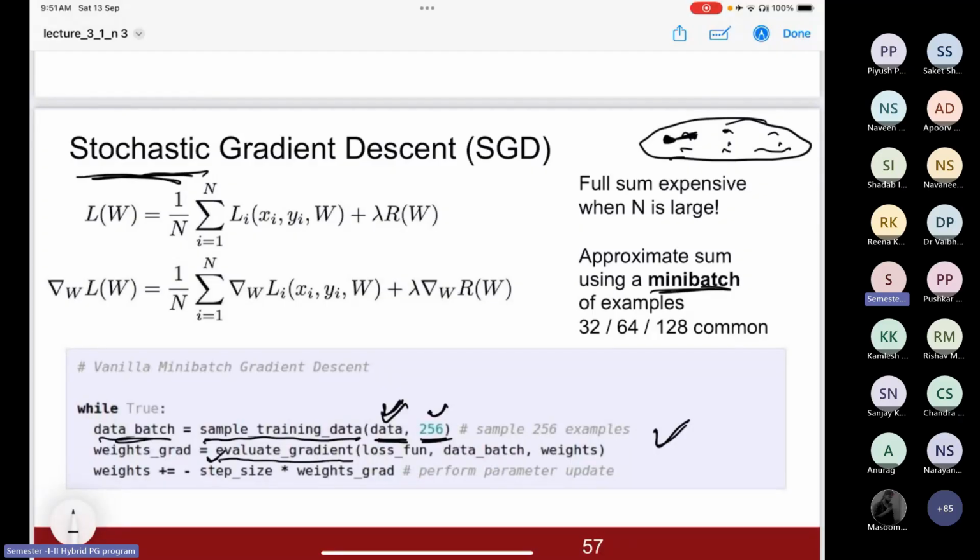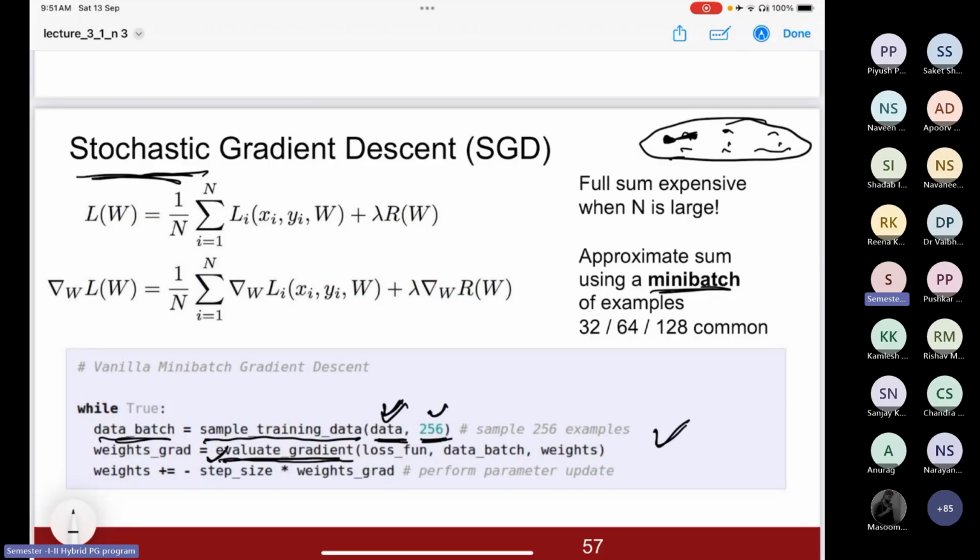This part, how to find the gradient, we are going to see in the next class. In the last class we just talked about the numerical gradient, but I told you that we are not going to use the numerical gradient. Instead, we'll be using the analytic gradient. That part will come later, but let us assume that this function is given to you.